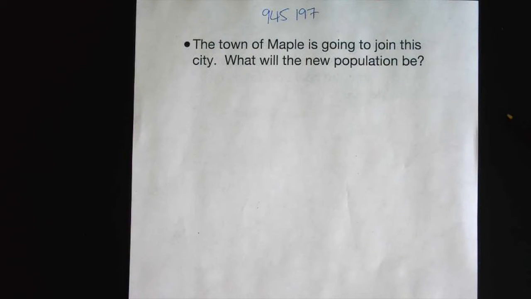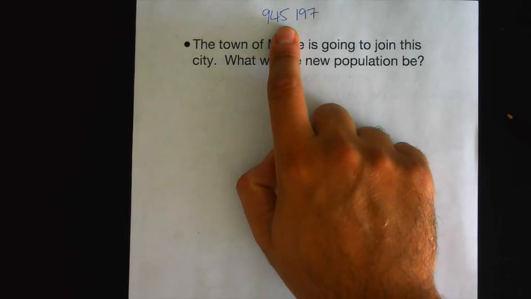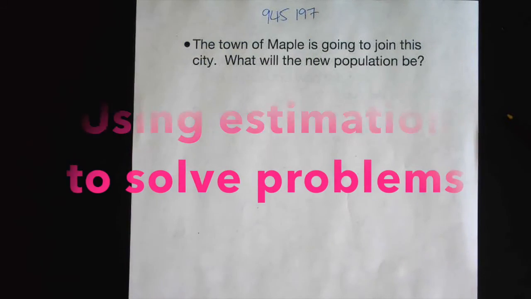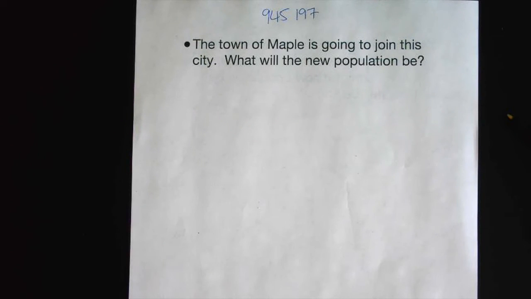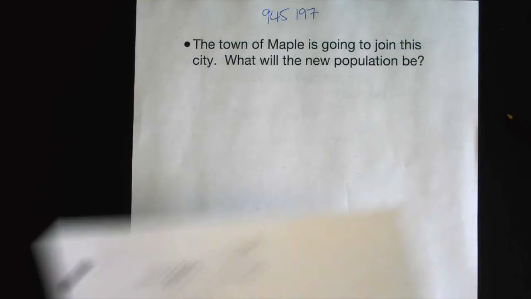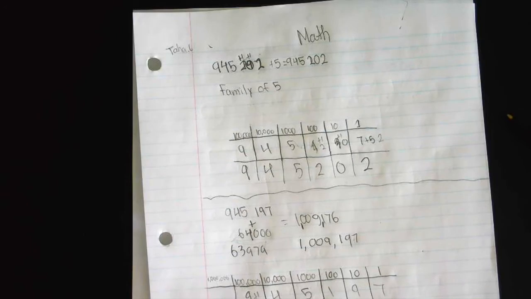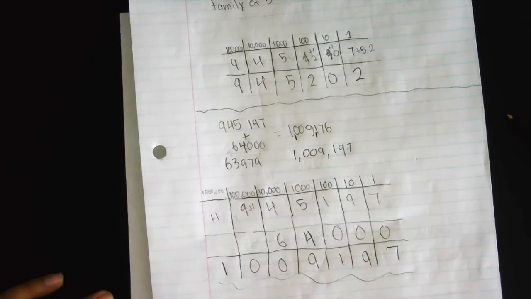Okay, so part 2 of the lesson today was the town of Maple is going to join this city. So remember, the city's population, 945,197. What will the new population be? Who would like to share their information with us? You come on up. And remember, when they're sharing, see what they did, how they changed it, and I want to see if you did the same thing. So go in order.